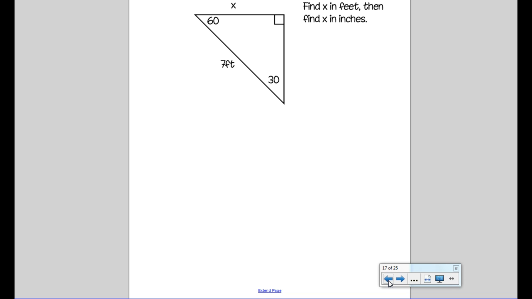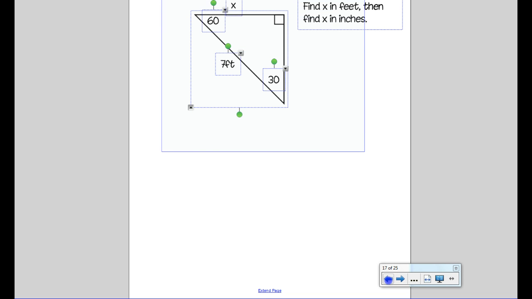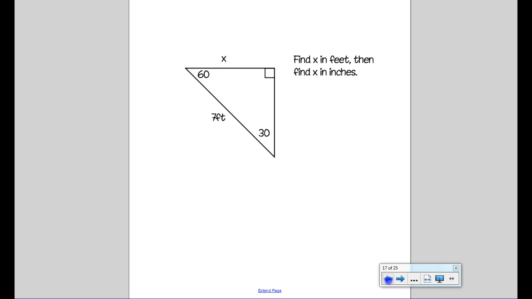Last one. Is that 89? What is that? Oh, that's alien? 30, 60, 90. It's just a font. Find x in feet, then find x in inches. It's not 7. I don't know where he got 7 from. He was probably like, that's the hypotenuse. It's got to be smaller than the hypotenuse.